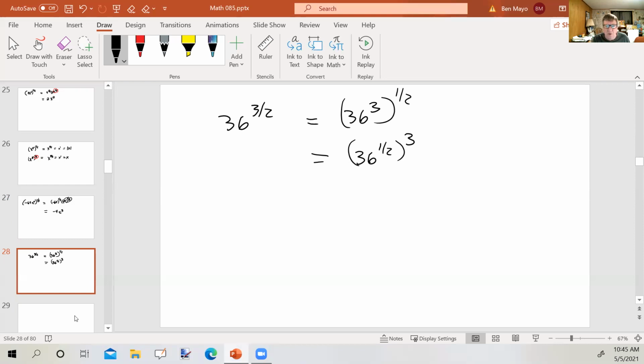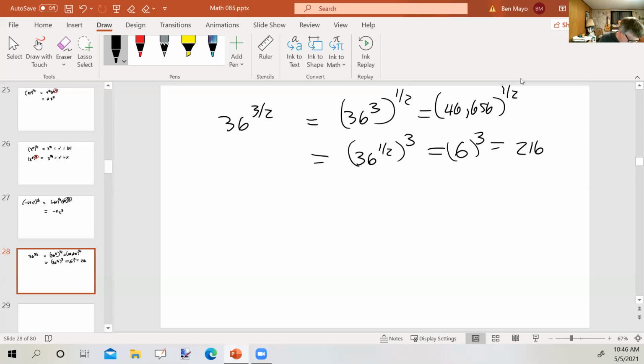Now, 36 cubed to the 1/2 power, I'm definitely going to have to use my calculator on that one. But 36 to the 1/2 power, that would be 6, and then 6 cubed, well, I might even use my calculator on that one as well. Let's see, 6 cubed is 216. If I do it this other way, 36 cubed is 46,656, and then we're taking that to the 1/2 power, we still get 216.